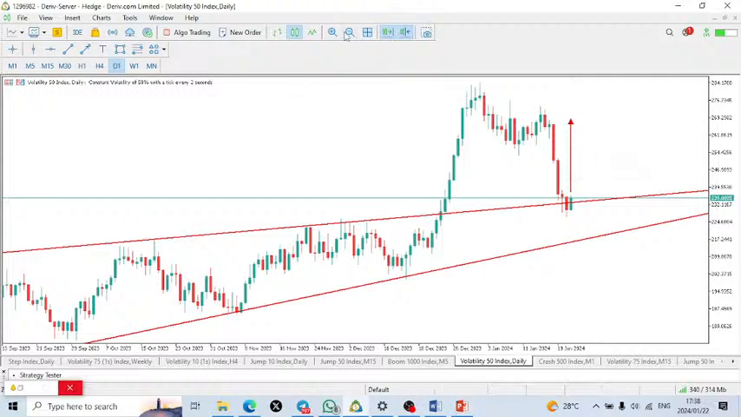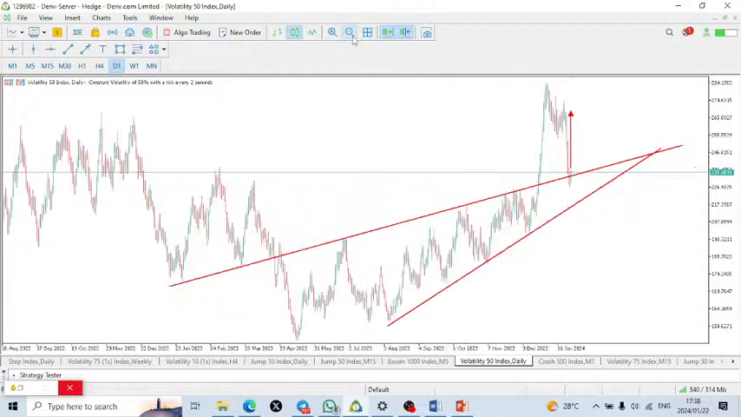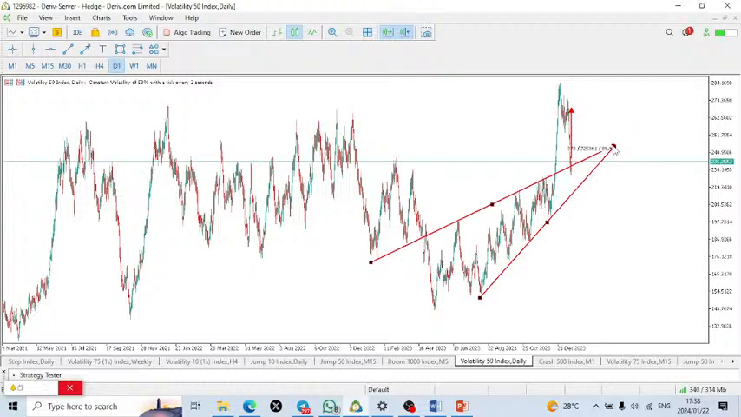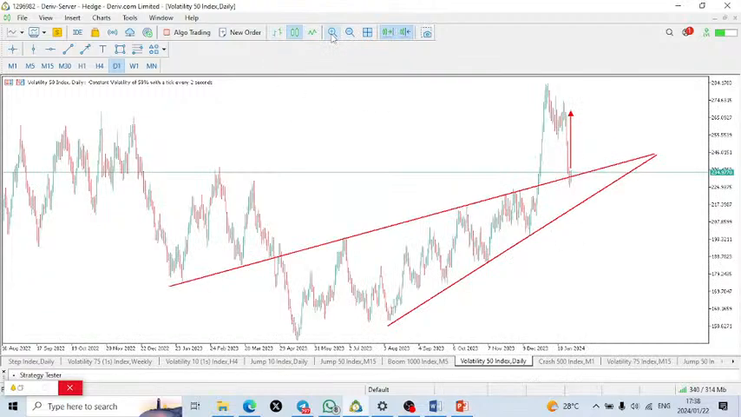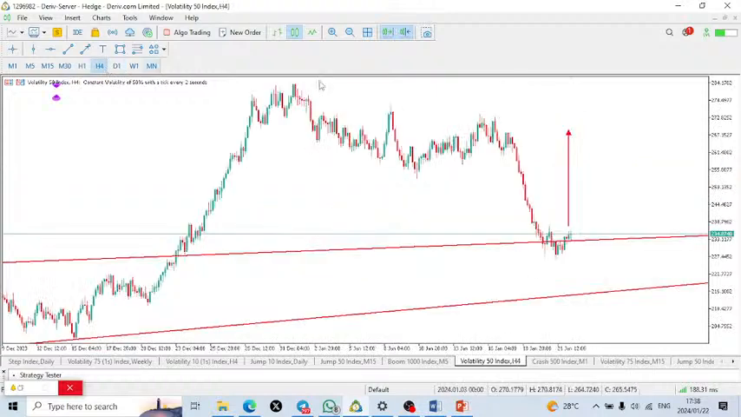Okay, so what we can also see in Volatility 50 is this. We have price moving in this pattern. Let's just call it a triangle. Price was able to break from this triangle, and what we can see now is that price is coming back for a retest, and there's a likelihood that price is going to move upwards. So here we should be looking for buying opportunities in Volatility 50.